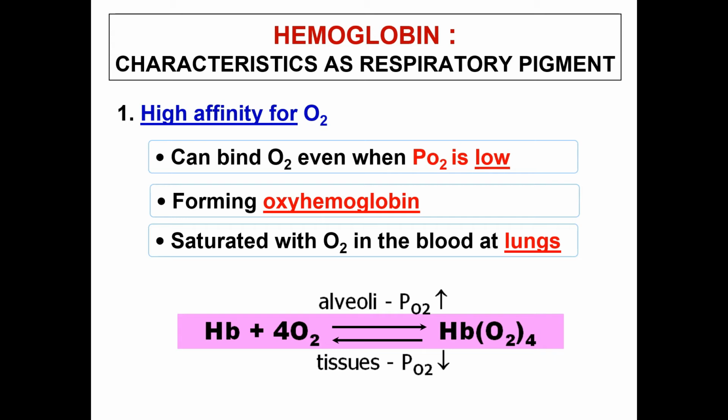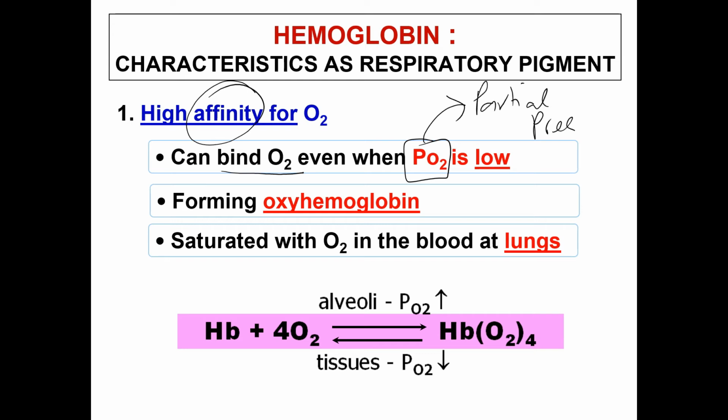Okay, sekarang ni ciri-ciri dia sebagai respiratory pigment. Okay, bagaimana dia lebih menjelaskan kepada bagaimana hemoglobin ni bertindak ke atas oksigen. Okay, first, because hemoglobin has high affinity for oxygen. When we talk about affinity, we are talking about the ability of hemoglobin to bind with oxygen even at low partial pressure of oxygen. Okay, low partial pressure, P ni refer kepada partial pressure.